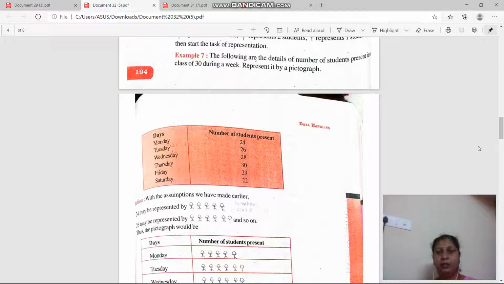In the next topic, that is drawing a pictograph, what we have to do? We are given the data, and according to that data we have to represent it in a pictograph. So for that we have to decide a certain symbol or picture. We have to decide which picture represents a certain number, that one picture represents 1, 4, 10, 5, 100, whatever it may be. Okay, so this picture should be systematic.